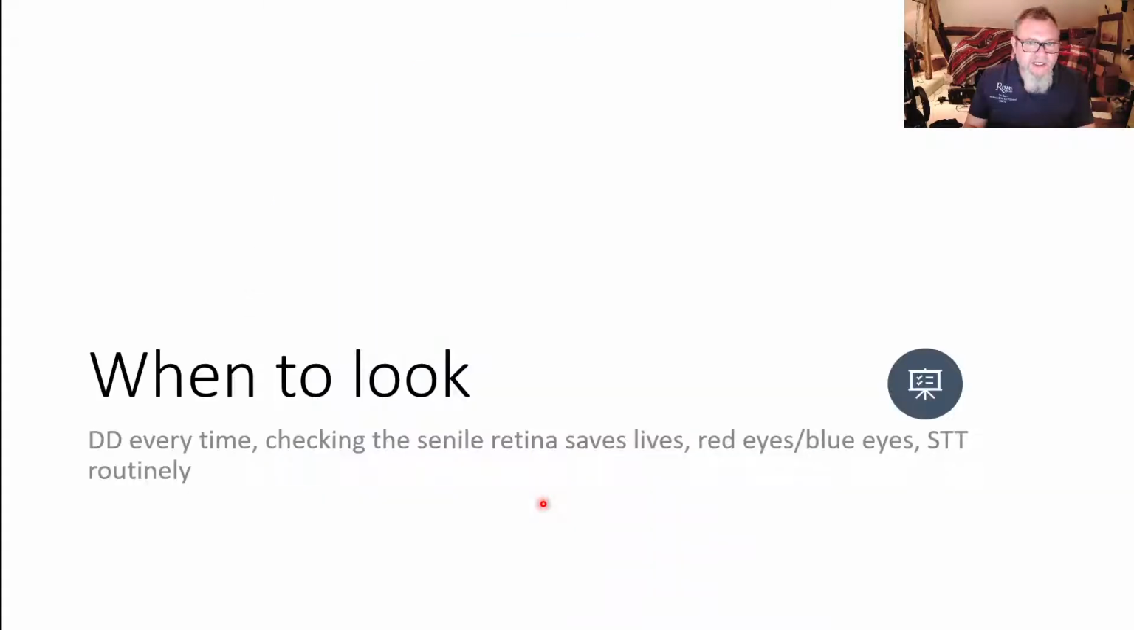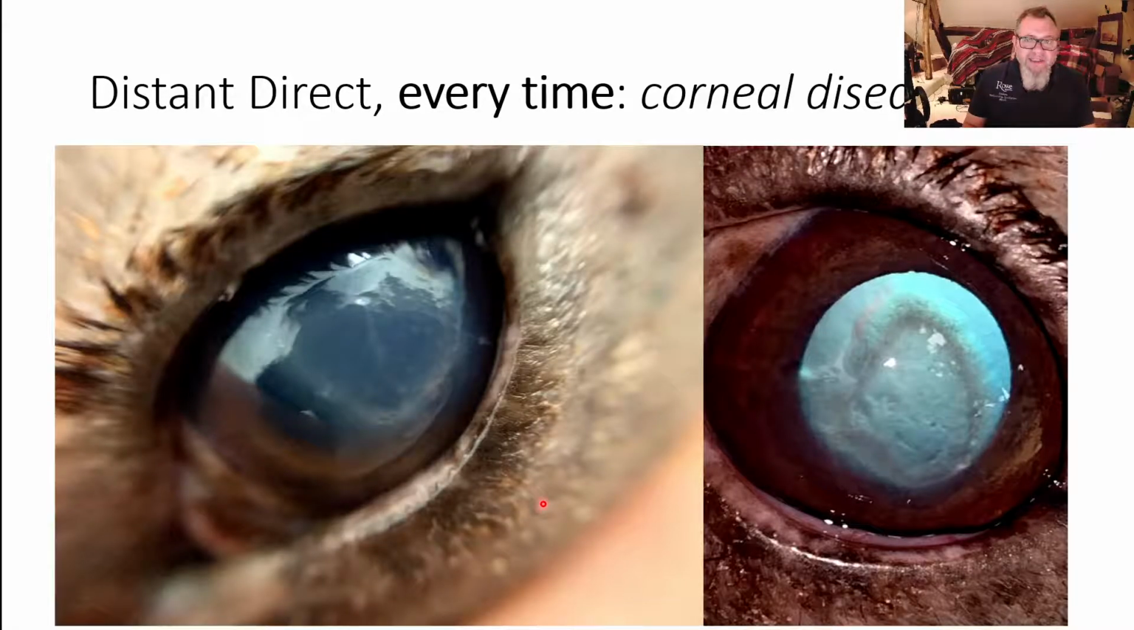Before we finish, we're quickly just going to remind ourselves of why it's important to look at the eye, and then we'll give you a quick final overview reminder about how to take good photographs. So distant direct is useful in all your patients, particularly in corneal disease. This is a dog which has got a rough cornea because it's got an ulcer. It's lost its corneal reflection. We can see that without any fluorescein stain.